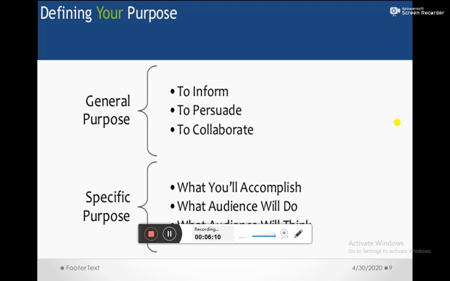Okay, so defining your purpose. All business messages have a general purpose, that means to inform, to persuade, to collaborate, or to initiate a conversation. This purpose helps define the overall approach you will need to take, from gathering information to organizing your message.